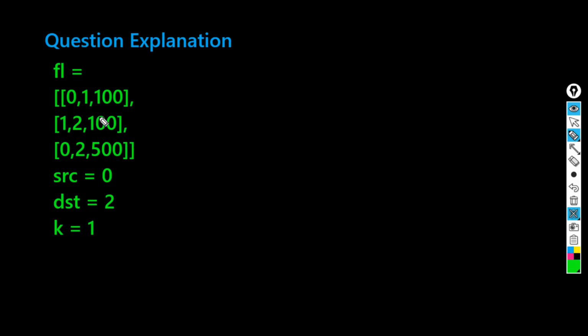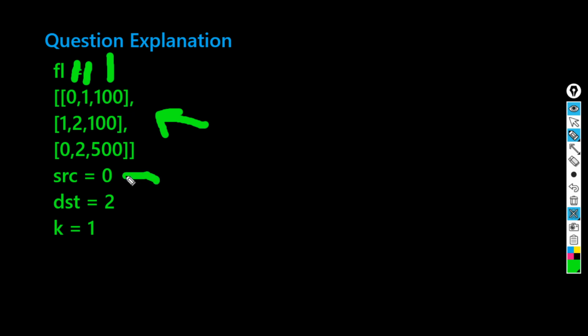First of all, we will understand the question properly. We are given some flights. At each index we have three values. The zeroth value represents the starting point, the first value represents the ending or destination point, and the last represents the price. So in this question we have three flights.